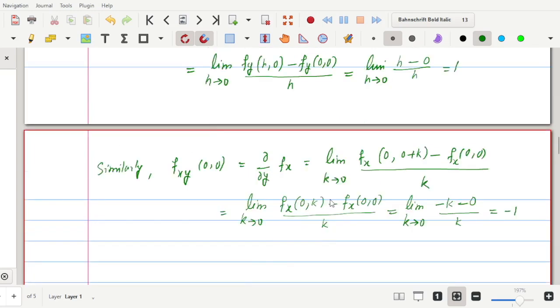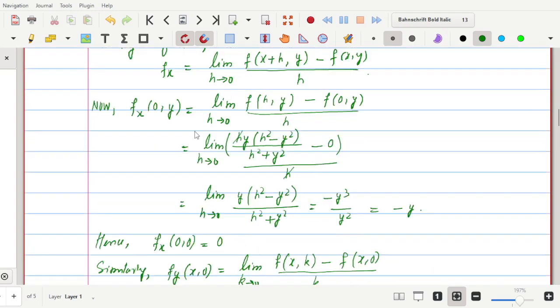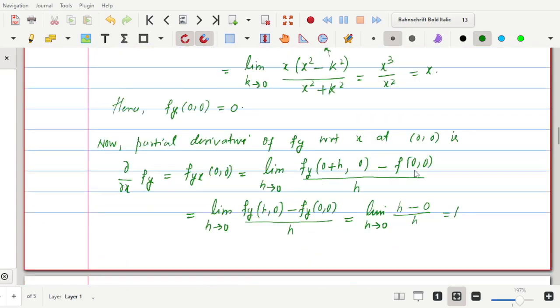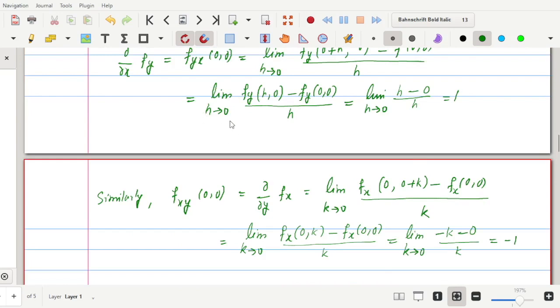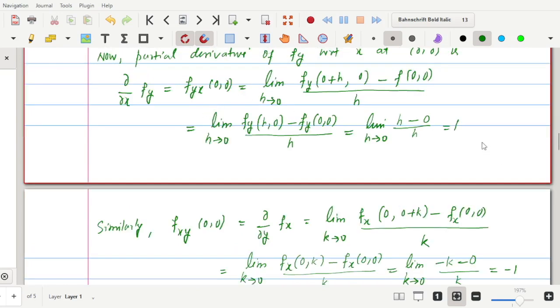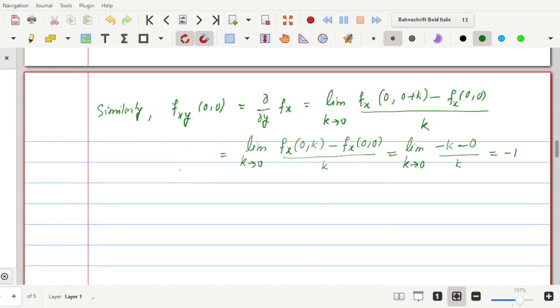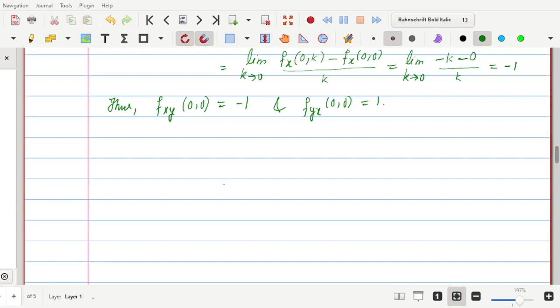So f_x at (0, k) is equal to minus k, while f_x at (0, y) was equal to minus y. So here we can see that f_yx is plus 1 and f_xy is minus 1. Thus f_xy at (0,0) is equal to minus 1, and f_yx at (0,0) is equal to plus 1. Hence we can see that f_xy is not equal to f_yx.